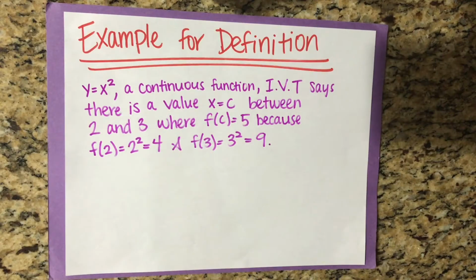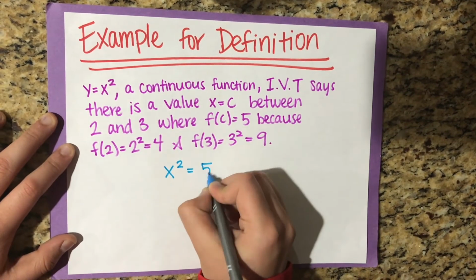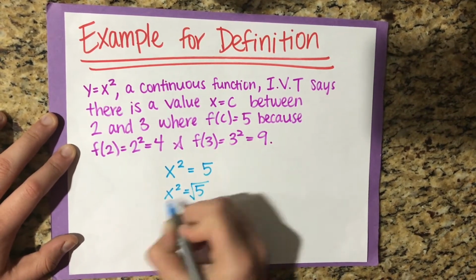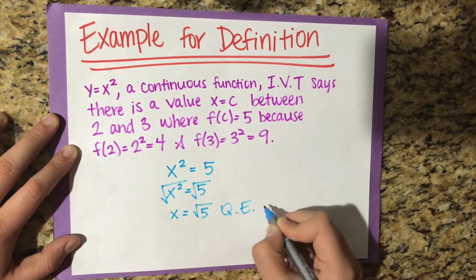Y equals x squared is a continuous function. I.V.T. says there is a value x equals c between 2 and 3 where f of c equals 5, because f of 2 equals 4 and f of 3 equals 9. So x squared equals 5, and when you take the square root of both sides, you are left with x equals the square root of 5, QED. And here's the graph.